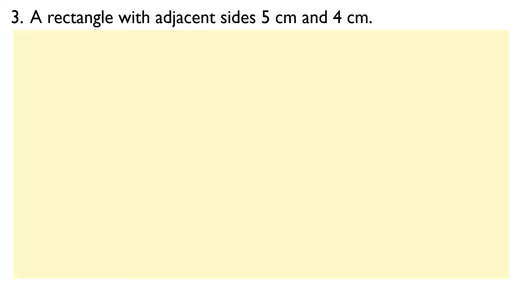Question number 3. We have to construct a rectangle with adjacent sides 5 cm and 4 cm. This will be constructed similarly to a square, because the difference between rectangle and square is that in a square all 4 sides are equal and in a rectangle opposite sides are equal. Already you can see in the question that length and breadth, that is 2 sides, are given and the remaining 2 sides, again opposite length and breadth, will be equal, and all the 4 angles of a rectangle are 90 degrees. So using these properties we will construct the given rectangle.